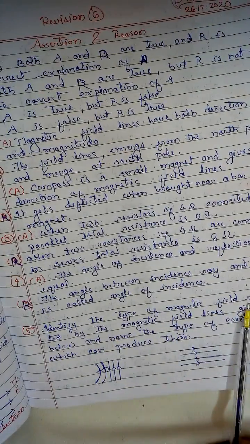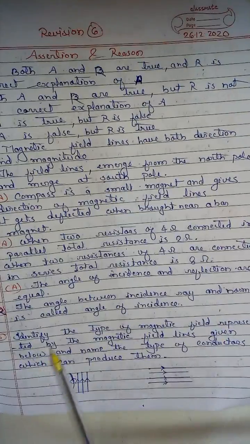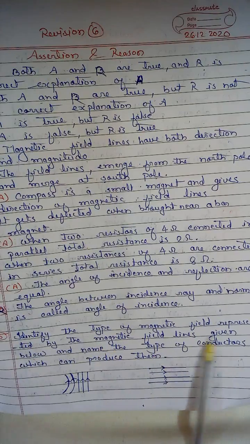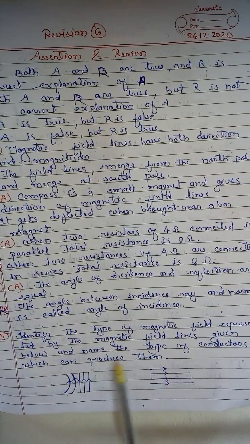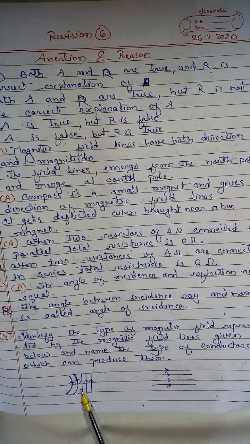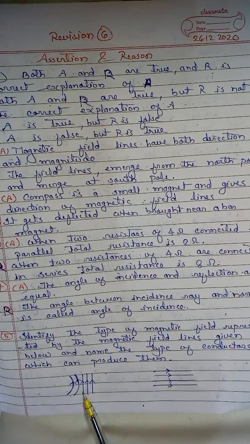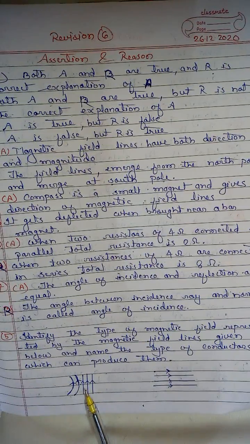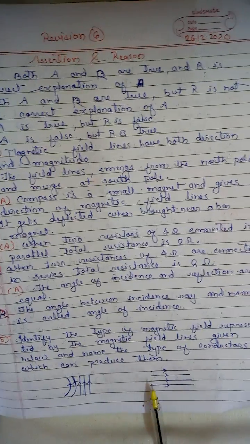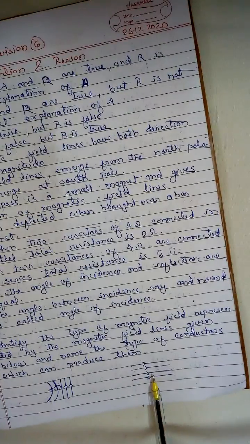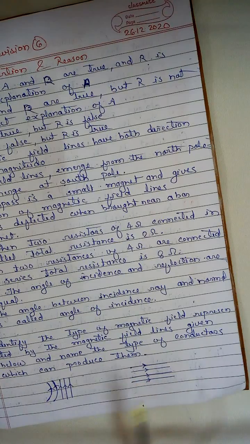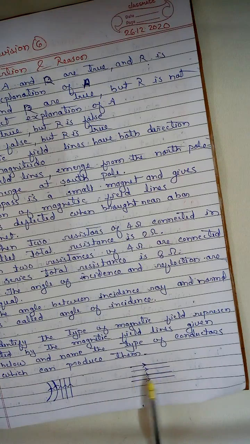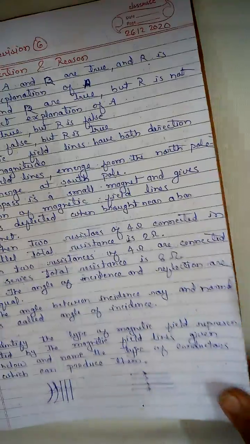Now question number 5. Identify the type of magnetic field represented by the magnetic field lines given below and name the type of conductors which can produce them. This one is the magnetic field pattern produced by a circular loop of conductor, and this one is a magnetic field produced by a current carrying straight solenoid. Actually, this is the uniform field inside a current carrying solenoid.